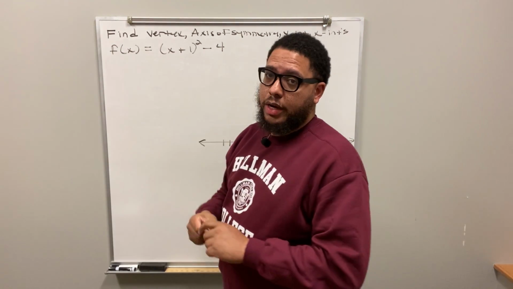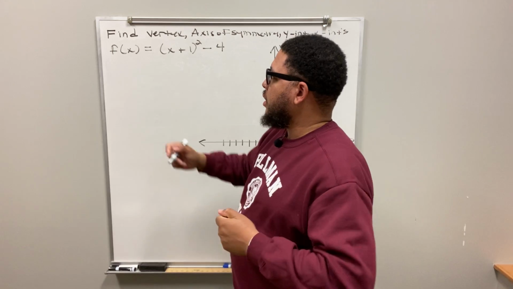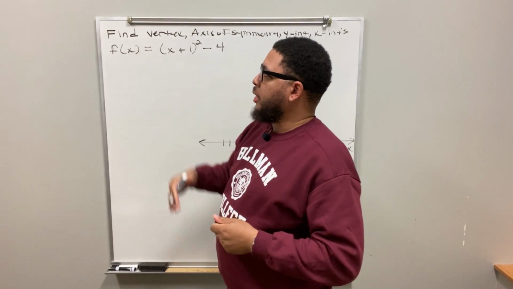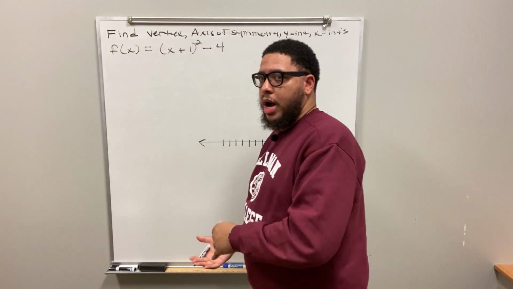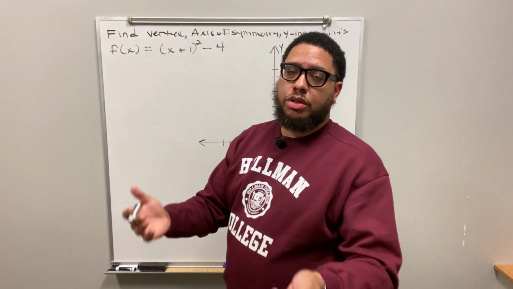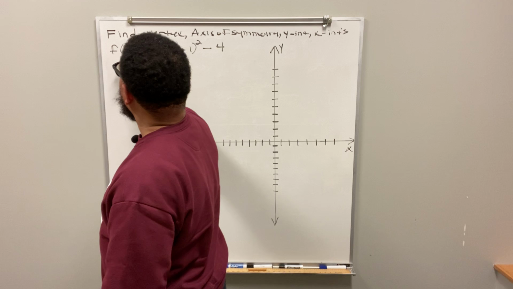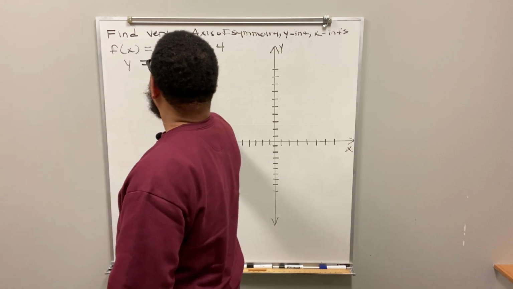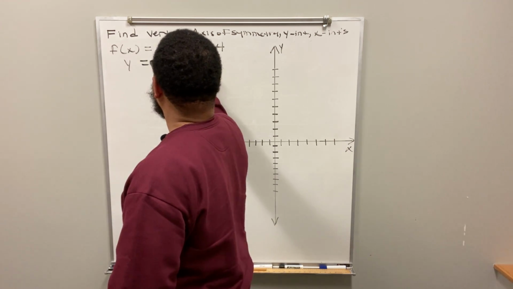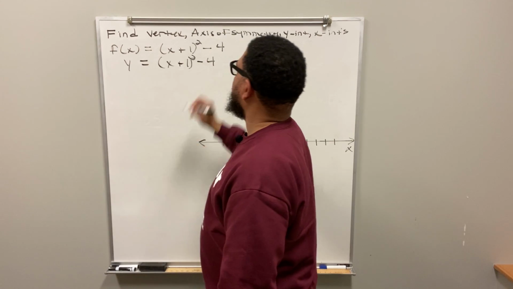I'm about to rewrite this right now because I'm going to do that anyway, because this represents a function, but f of x and the variable y are the same thing. So just make sure you know that. F of x and y are the same thing. So let me rewrite this real fast. Y equals the quantity x plus 1 squared minus 4.